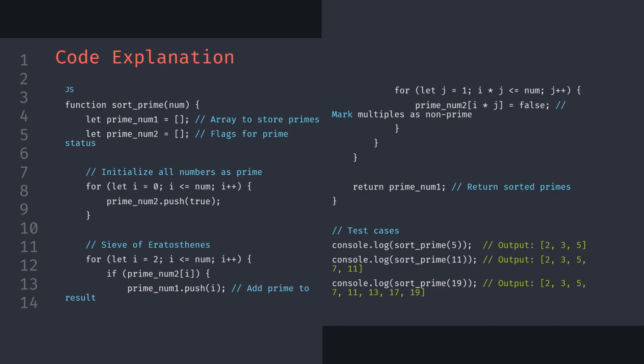This ES5 implementation uses the sieve of Eratosthenes' algorithm. It first initializes all numbers up to num as prime. It iterates through each number, marking its multiples as non-prime. And finally, it adds the remaining prime numbers to the result array. This algorithm is efficient and well suited for this program.